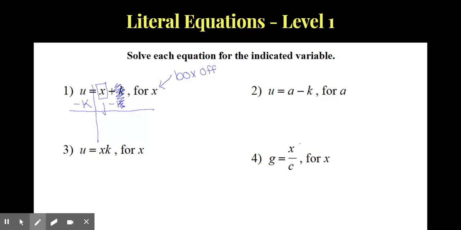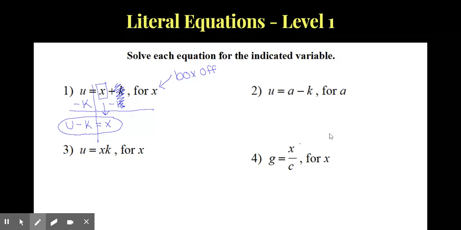I'm going to drop down the x equals. On the other side of the equation, I have u minus k. Those are not like terms, so I cannot combine u and k. So instead, I'm just going to write them in the order that I see them. So literally, u minus k. So now this is the same exact equation that I started with. The only difference is instead of starting with u equals, this equation now starts with x equals.